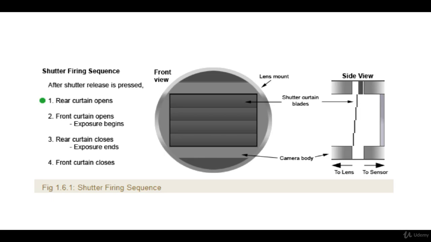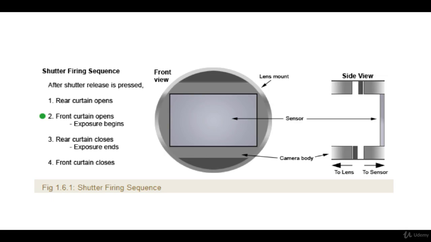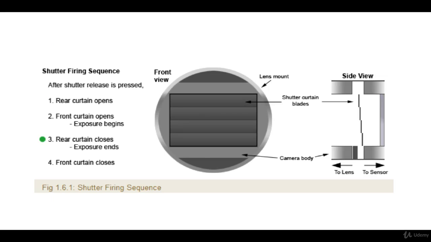Shutter firing sequence. There are 4 steps in a shutter firing sequence. Number 1, rear curtain opens. Number 2, front curtain opens, exposure begins. Number 3, rear curtain closes, exposure ends. And number 4, front curtain closes.